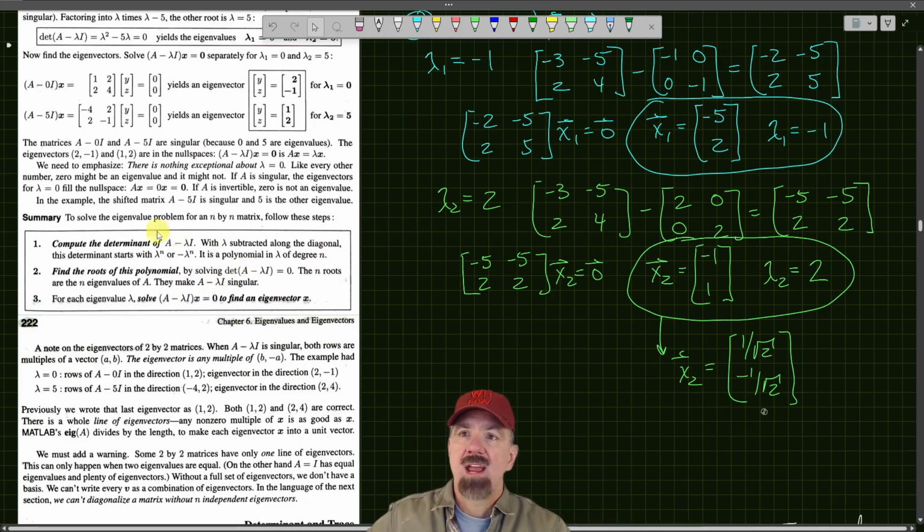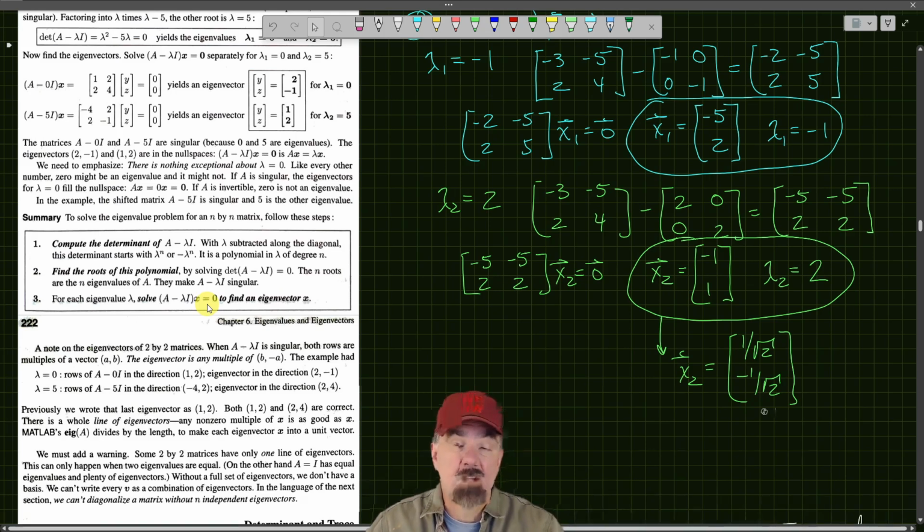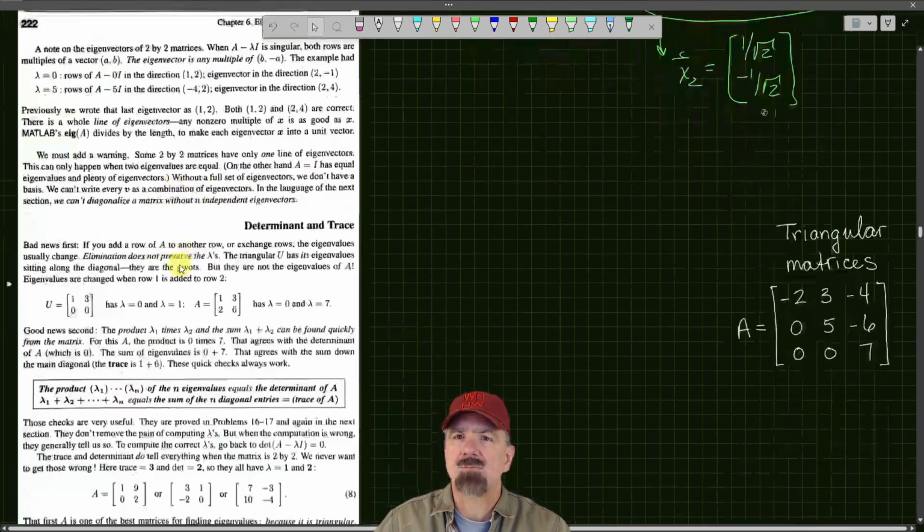So Strang's version of what we just discussed with the two-step process is right here. We're going to compute the determinant of A minus lambda I, and we're going to find the eigenvalues. And then taking the eigenvalues, we are going to figure out what the eigenvectors are by solving for the null space vectors for whatever A minus lambda I we happen to have.